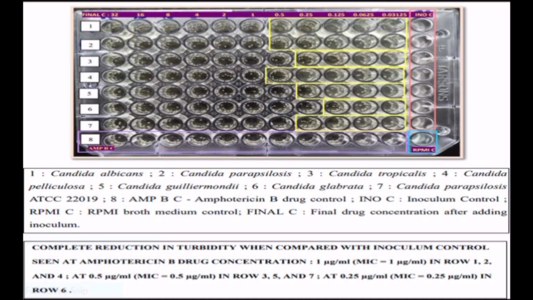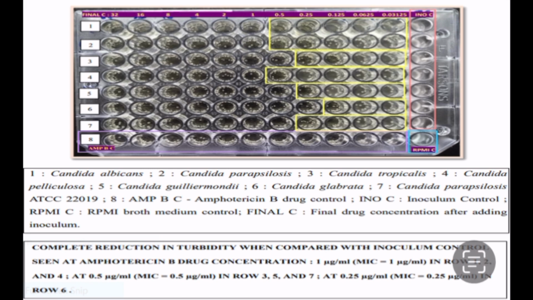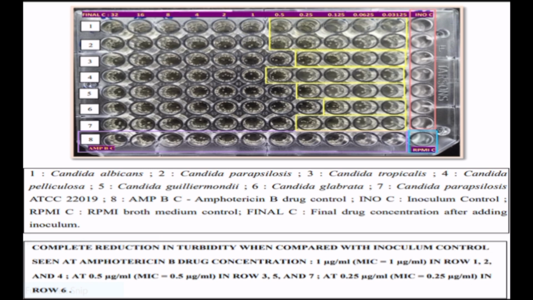In this image we can see that a complete reduction in turbidity when compared with inoculum control is seen at amphotericin B drug concentration of 1 microgram per ml in rows 1, 2 and 4, at a concentration of 0.5 microgram per ml in rows 3, 5 and 7, and at a concentration of 0.25 microgram per ml in row 6. So the minimum inhibitory concentration, MIC value, is 1 microgram per ml for rows 1, 2 and 4, 0.5 microgram per ml for rows 3, 5 and 7, and 0.25 microgram per ml for row 6.